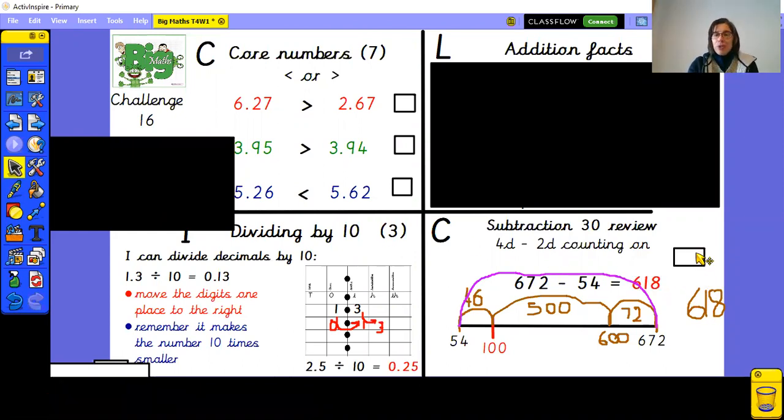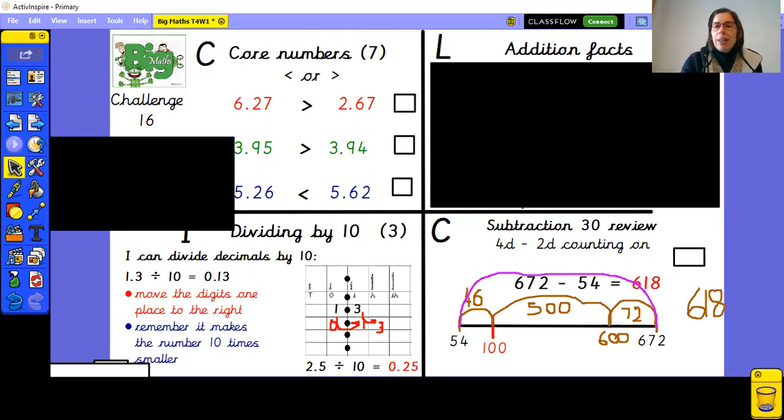Brilliant. Now, if you just want to check that your answer is correct, you can use the column method to calculate 672 take away 54. And hopefully, fingers crossed, you should find 618 as well. So this is what we call counting on. Subtracting in a different way. Instead of going from 672 take away 54, we find the difference between 54 and 672 using different jumps and our knowledge of number bonds.